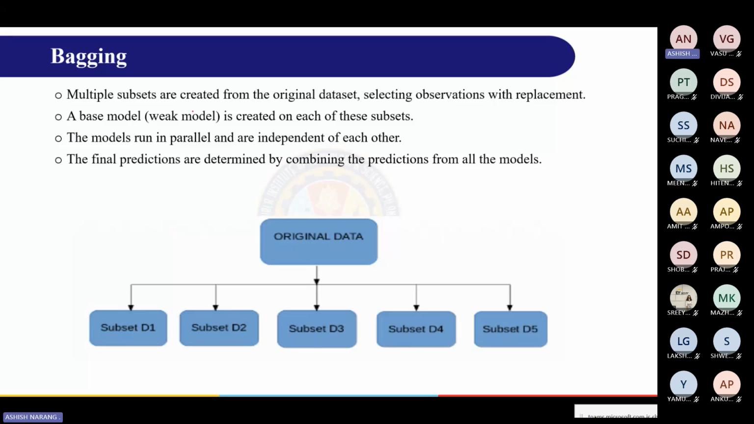So multiple subsets are created from the original data, selecting the observations with replacement. A base model, a weak model, is created for each of these subsets. These models run in parallel, are independent of each other, and the final predictions are determined by combining them. That's what we have been studying. Original data set, subsets, done. Then train one model, known as a weak learner, from each of these subsets. Each learner will give you an output, then combine the outputs from different learners. That's the whole idea behind this bagging technique.